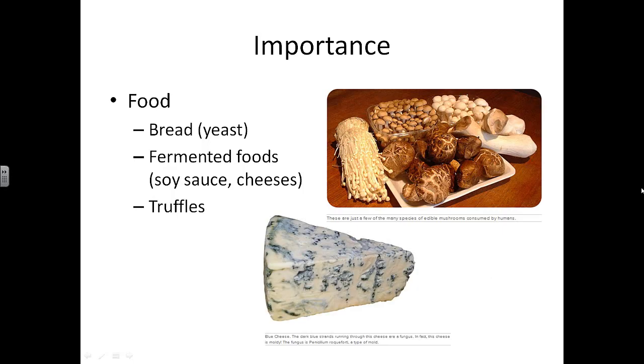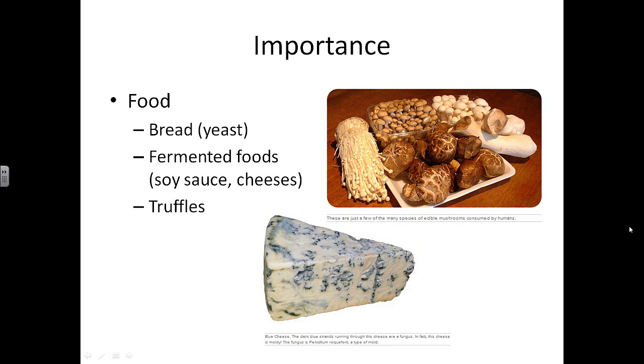Fungi provide us with food, so yeast helps us make bread. Fermented foods like soy sauce and cheeses. Down here you have blue cheese that is actually the fungus growing within it, which just does not look appealing to me. Truffles. The kind of truffles that you find at like Target or World of Variety that are cheap are not true truffles. Real truffles are hard to find. They're a fungus, and pigs are actually trained to find them, and they are dug out of the ground then, and they're sold as a delicacy.